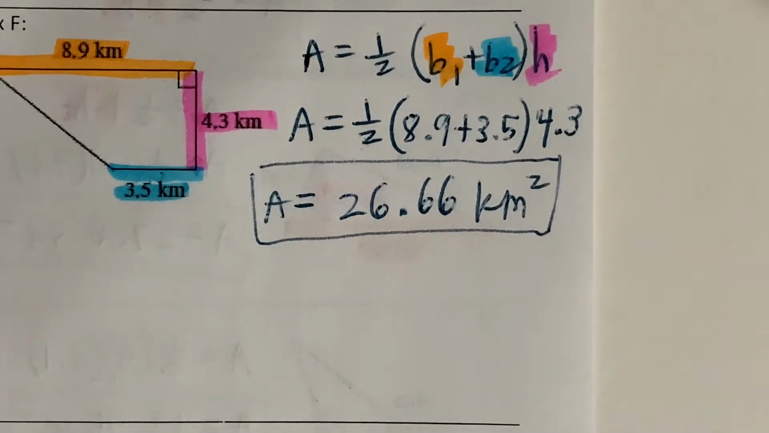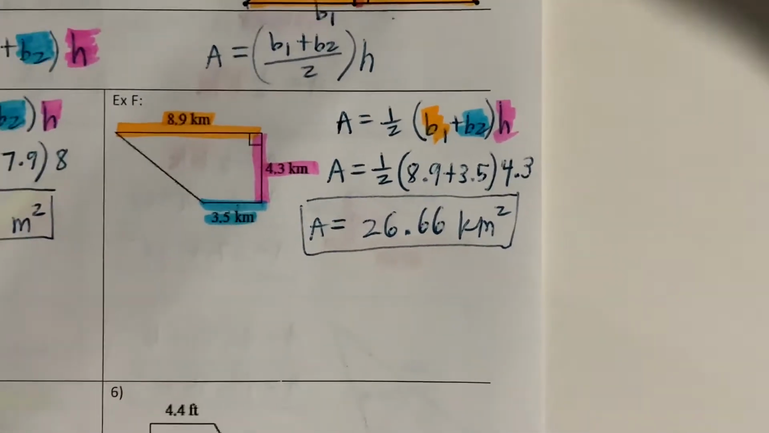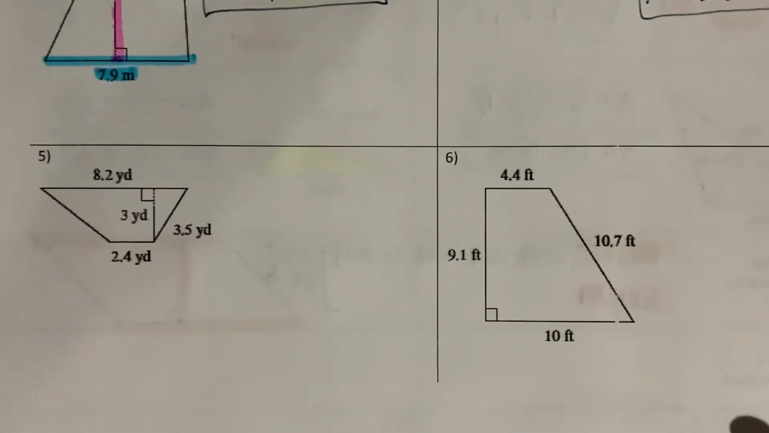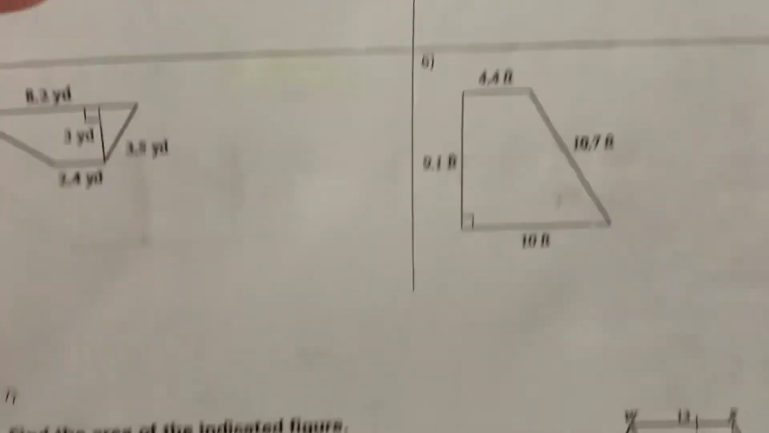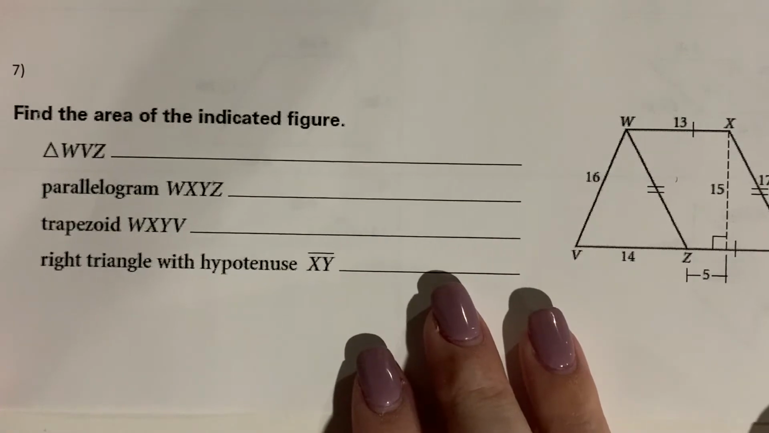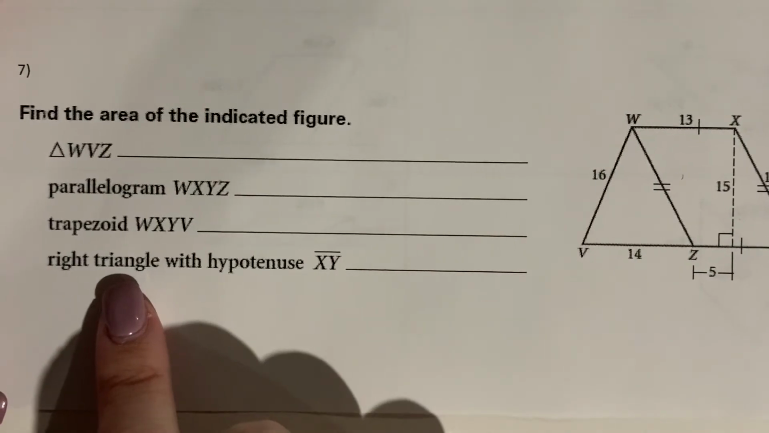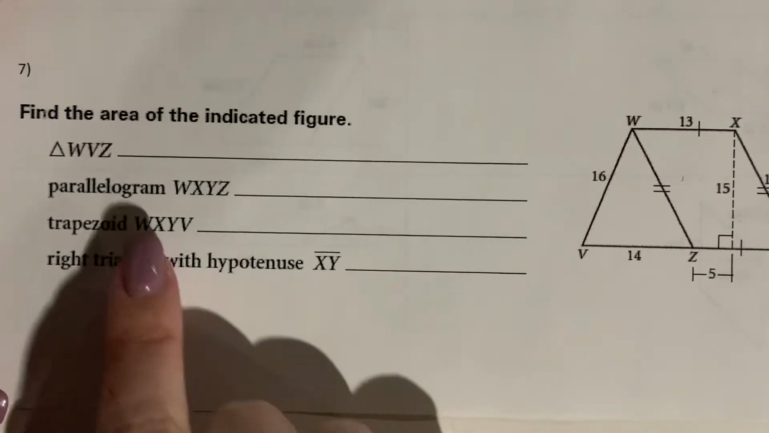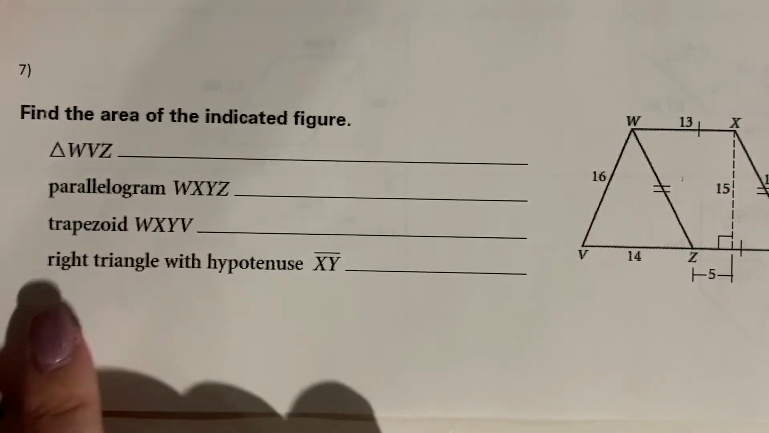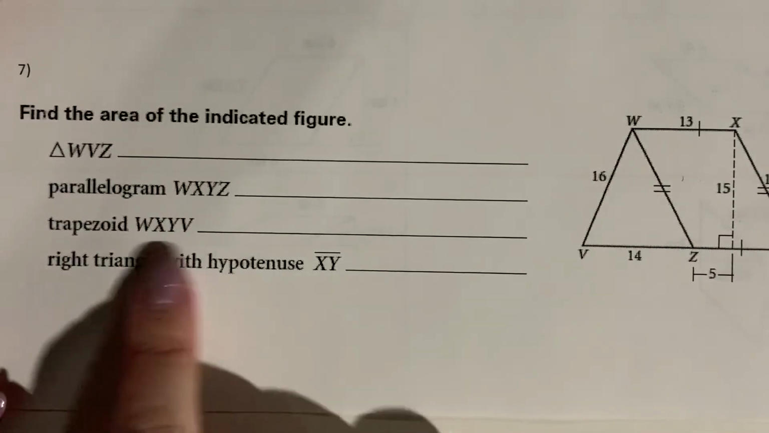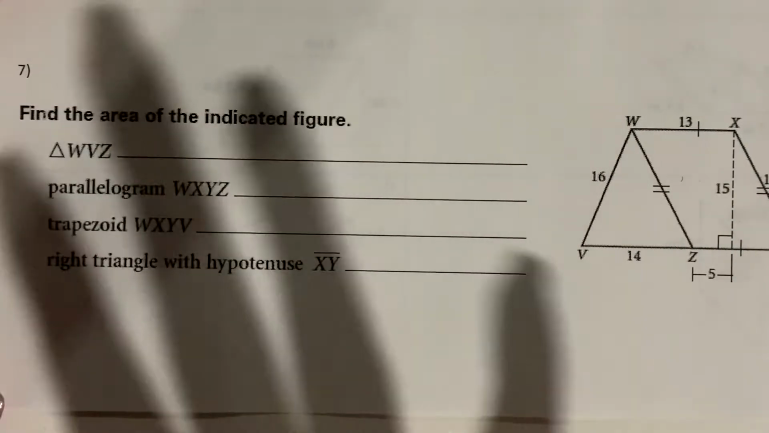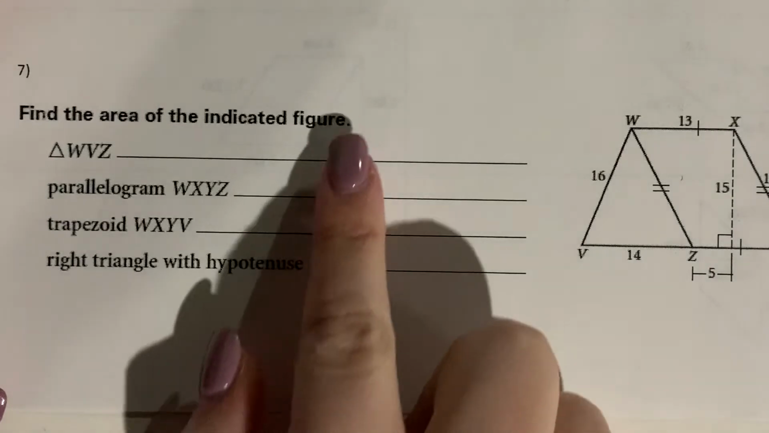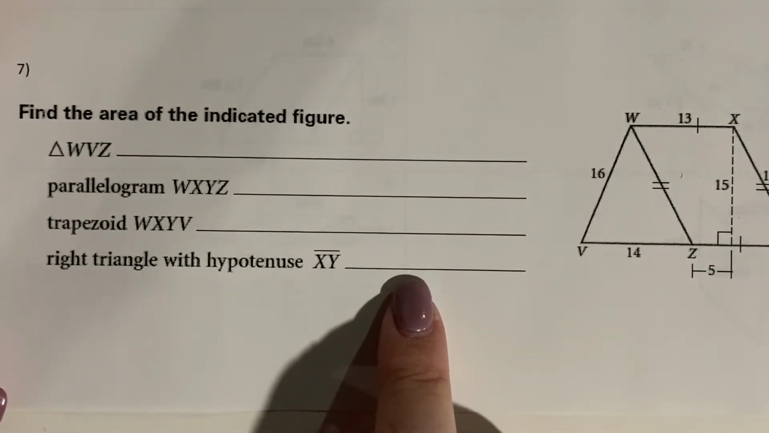All right, so at this time, you have a few U-tries to do. You have U-tries 5 and 6, which you're going to use your area of a trapezoid for. And you also have U-try 7. In U-try 7, you need to use your knowledge from the last few videos. We've learned area of a parallelogram and trapezoid, and we've talked about area of a triangle. So you're going to have to use this figure, use your tick marks, and use some of your different knowledge in order to find the areas of these different figures. So at this time, go ahead and pause the video.